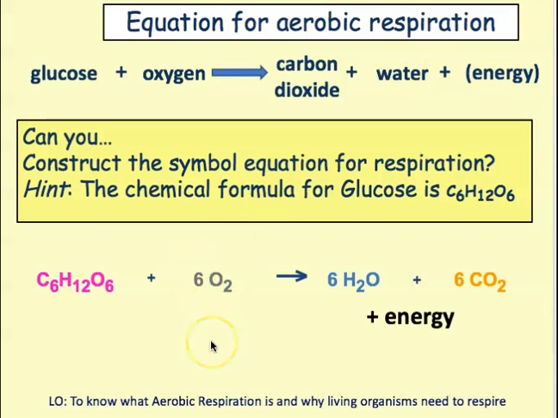Now, if you are sitting the higher paper, you will also need to know the balanced symbol equation, which is at the bottom here. Please, can you also write that into your books? So this chemical formula here represents glucose. This represents oxygen. Then we've got water and carbon dioxide. And you have to balance it. So we've got these 6s at the beginning of the oxygen, the water, and the carbon dioxide.